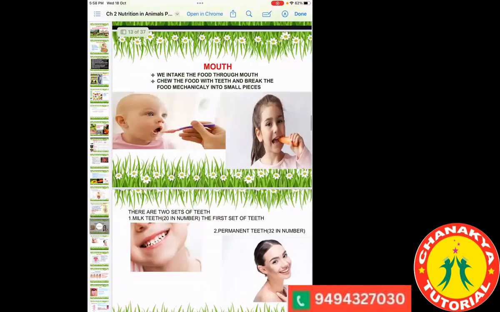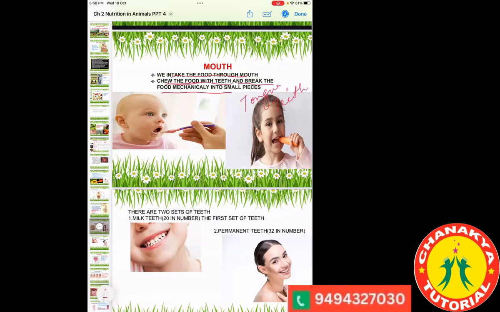Now, starting with the mouth. With the help of the mouth, we take in the food. Whatever we want to eat, we take inside the body. And after taking it inside the body, what do we do? We chew the food with the teeth. With the help of the teeth, we chew the food and break it mechanically into small pieces. With the help of the tongue and the teeth, we break down the food into small pieces.